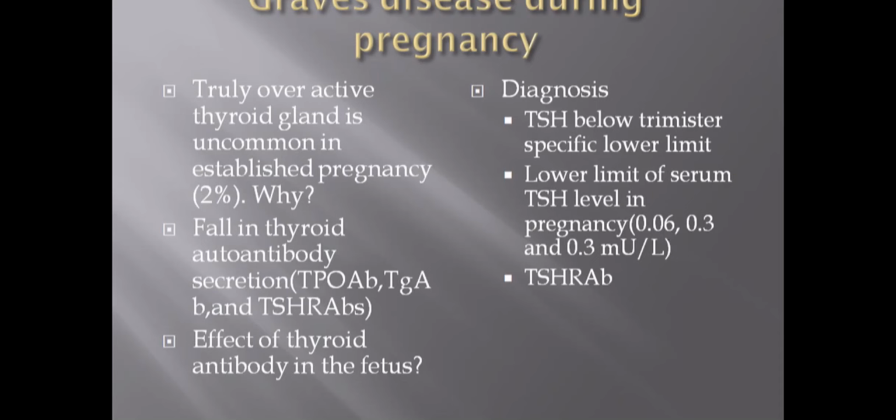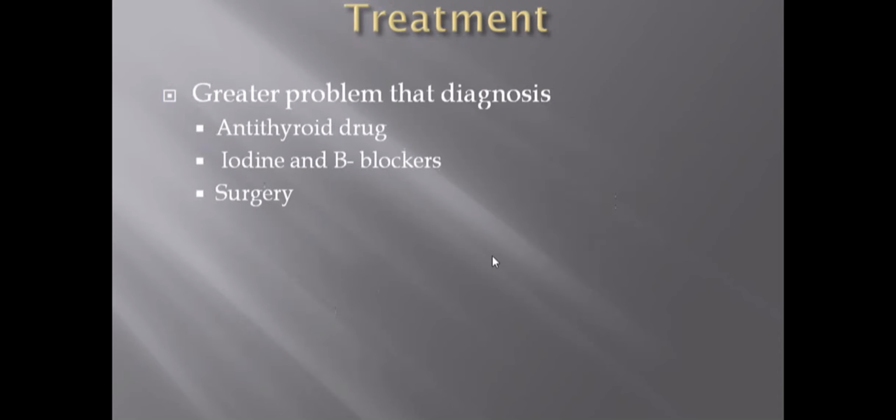Sometimes you can measure thyroid stimulating hormone receptor antibody, even though this antibody is less sensitive in a pregnant mother. When it comes to the treatment option, treatment of thyrotoxicosis in pregnancy is more challenging than diagnosing. So we have a lot of treatment options. The first is antithyroid drug, the second is iodine and beta blocker, and the third is surgery.